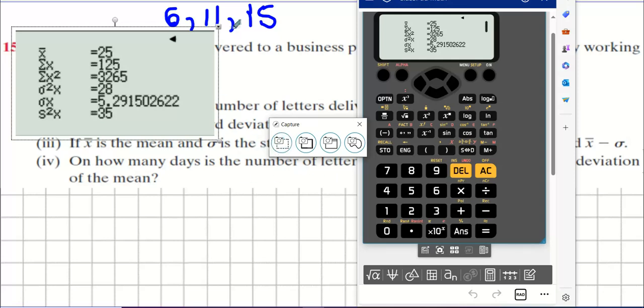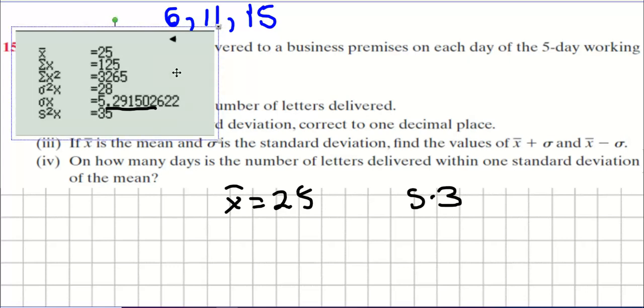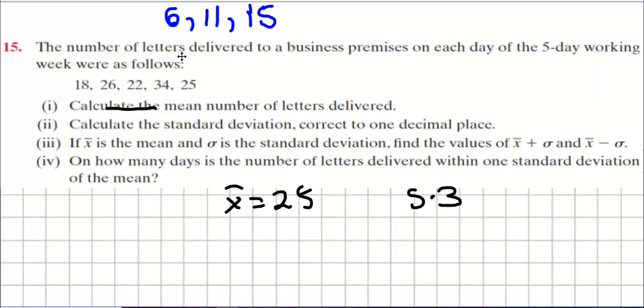So what do we get? 20. Who got an answer 25? Okay. And what's the standard deviation? 5.3 to 1 decimal place. Okay. And you just delete that. Okay. Happy days. Now, so that's 25.